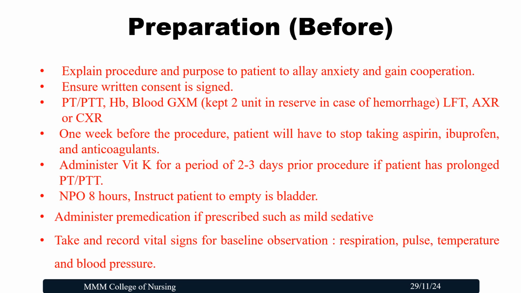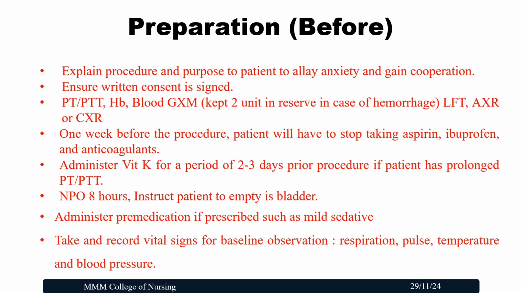Before the preparation, first explain the procedure and purpose to patients to allay anxiety and gain cooperation, and ensure the written consent is signed. Ascertain that the results of the blood samples are available to make sure the blood clots properly, for example PT, PTT, and blood group, and keep two units in reserve in case of hemorrhage. LFT, HBsAg or HCV may also be necessary.